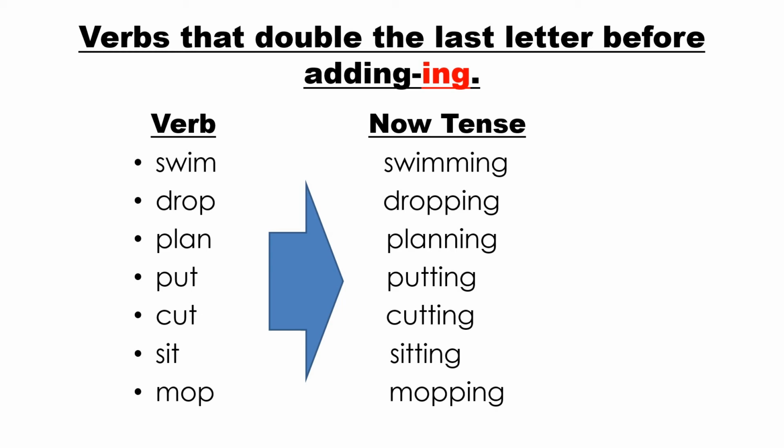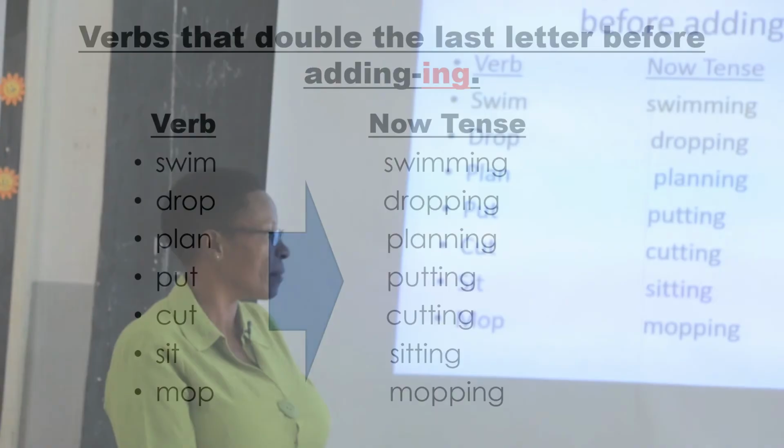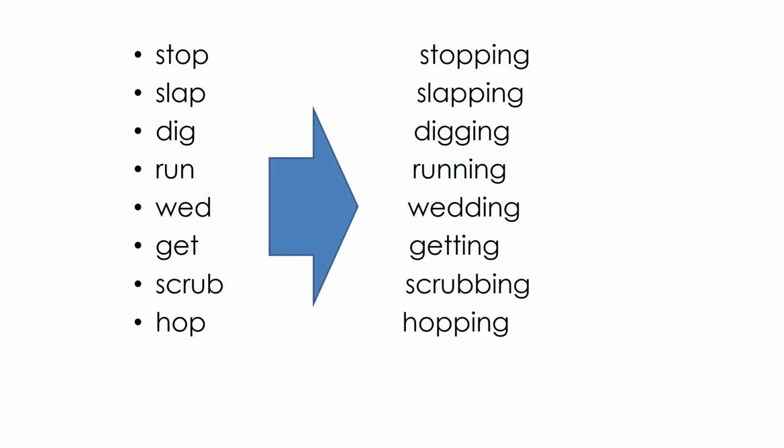S-W-I-M-M-I-N-G, swimming. Drop, dropping, D-R-O-P-P-I-N-G. Plan, planning, P-L-A-N-N-I-N-G. Put, putting, P-U-T-T-I-N-G. Cut, cutting, C-U-T-T-I-N-G. Sit, sitting, S-I-T-T-I-N-G. Mop, mopping, M-O-P-P-I-N-G. Stop, these ones you are going to spell alone there. Stop, stopping, but let's read them together.